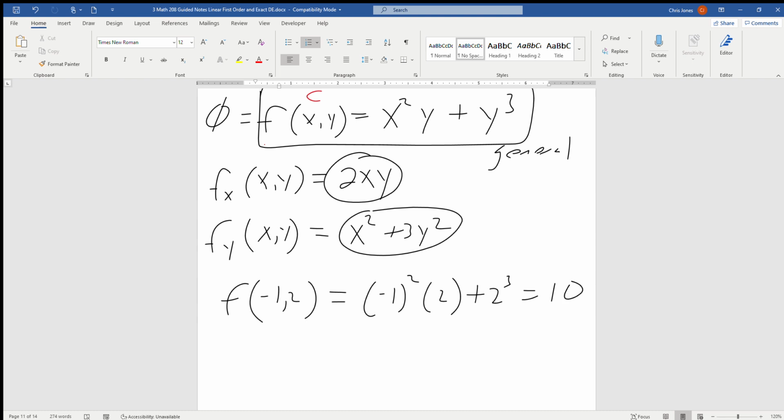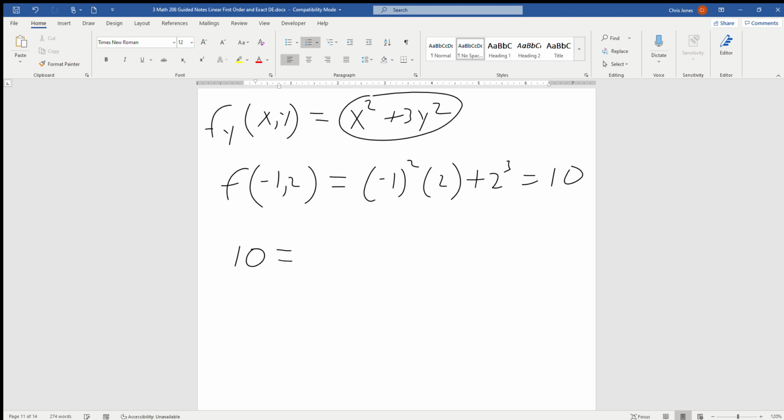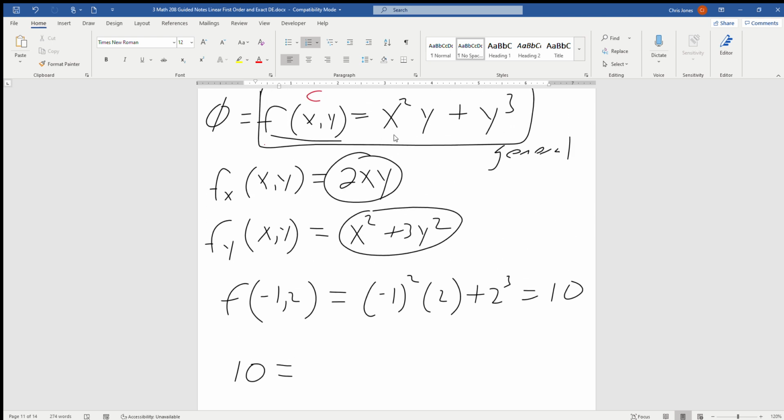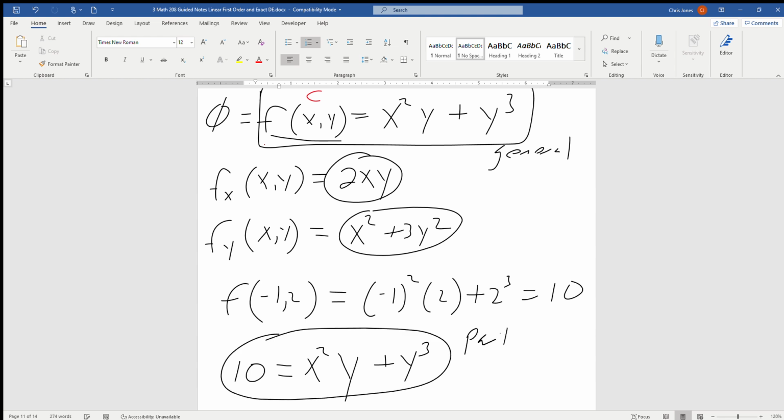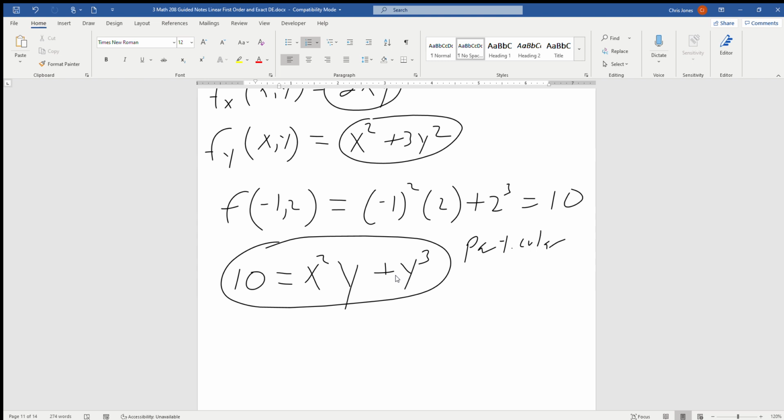So that means that for our particular solution, this constant is not just f of x, y anymore, it's 10. So we get 10 is going to be equal to x squared y plus y cubed. And that is the particular solution. Unfortunately, we can't get an explicit solution for this because we can't solve this for y. All we can do is keep it in the implicit form, and that's okay. Not every time are we going to be able to get an explicit solution for an exact equation, all right? But we can just keep it in that implicit form and we'll be good.